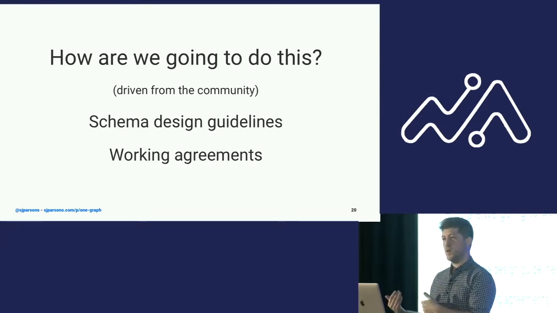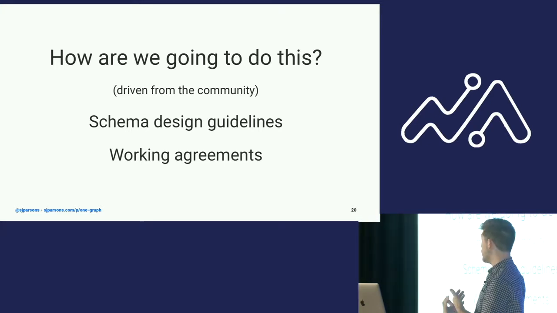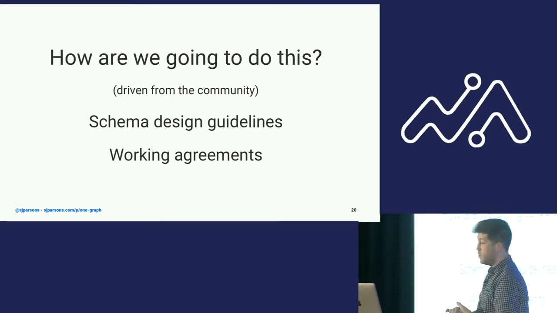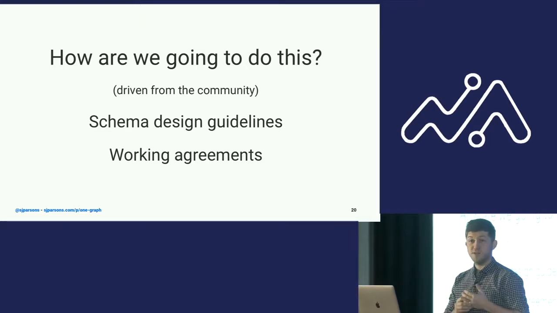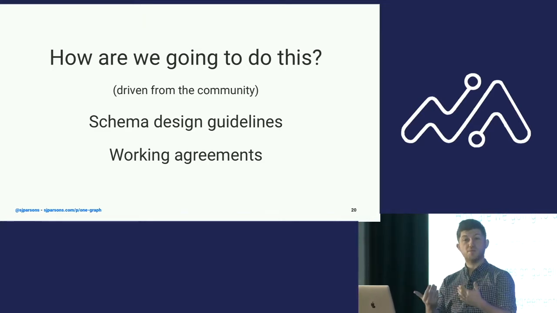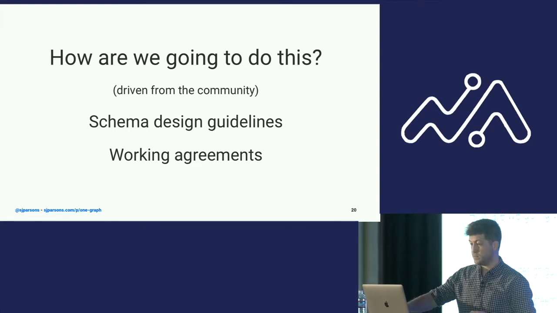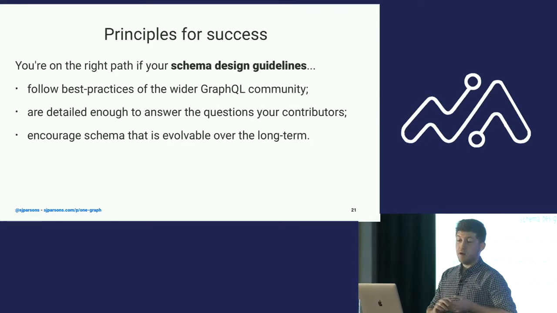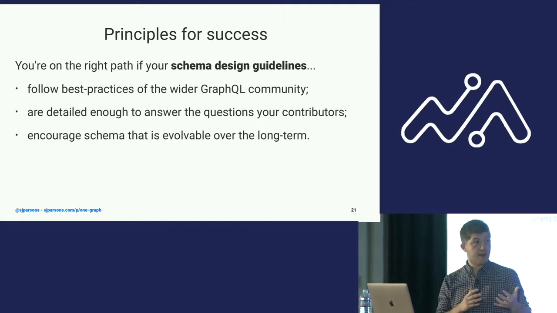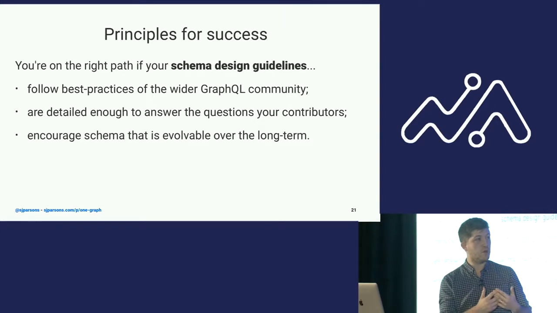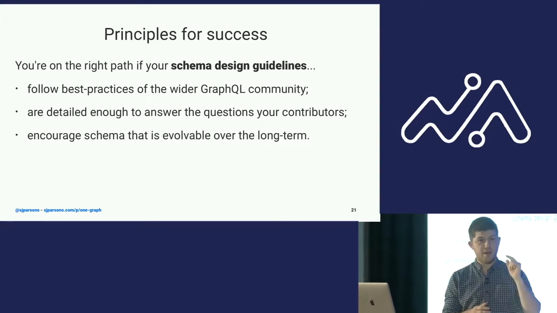But I think there's a further question that also relates to vision, and can we create a shared vision of how we're going to do this? So for us, that led to the evolution of work on some schema design guidelines, to workshops on trying to get to the same place as far as how are we going to approach building this, and working agreements between different teams. So in our work so far on schema design guidelines, these are some things that I've found are really helpful. So you know you're on the right path if these things are in place.